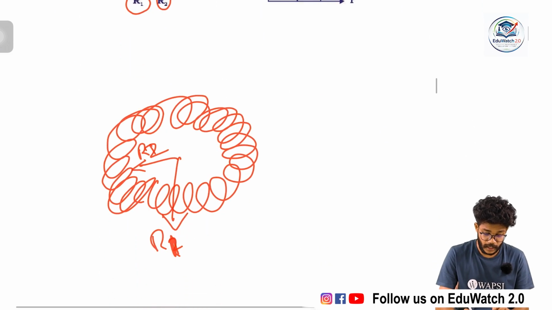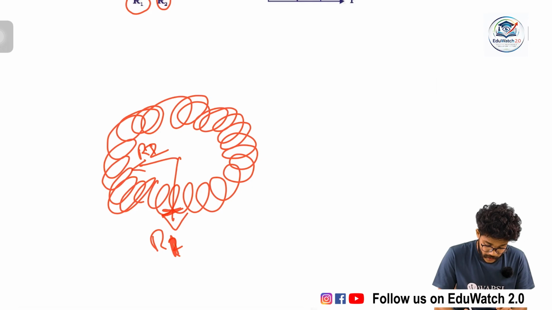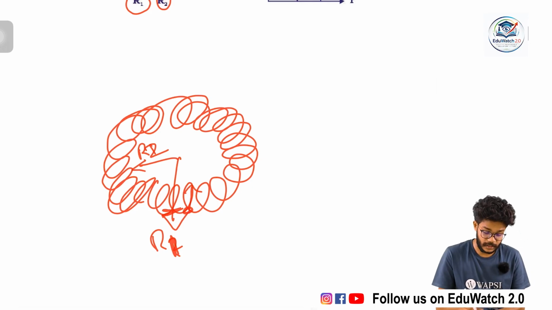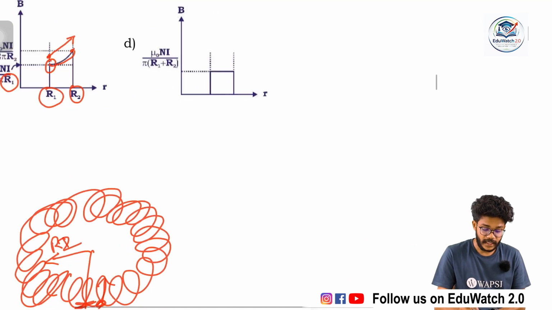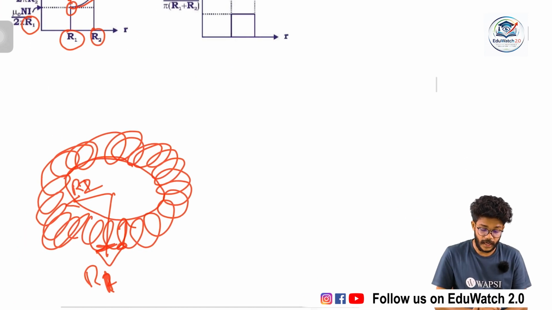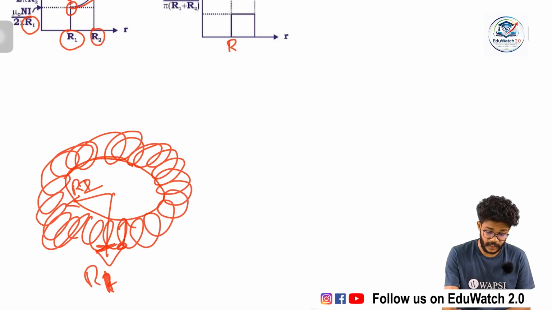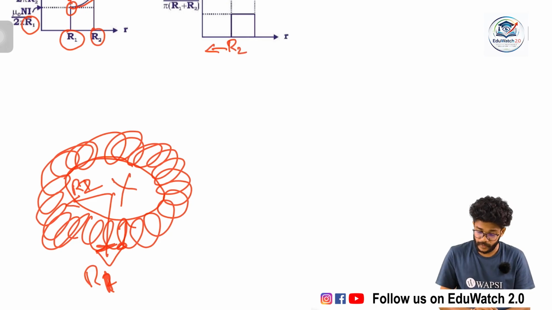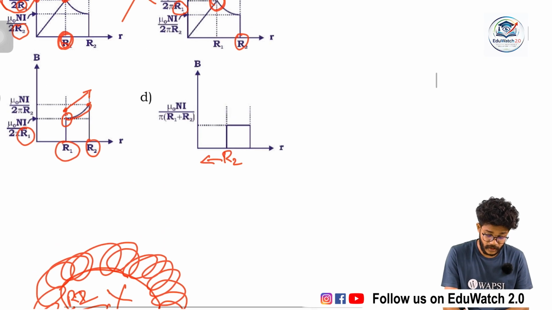That means R1 is the outer radius, that means when we are coming from this point to this point, the magnetic field is increasing, but that is incorrect. Magnetic field inside R2, that means the magnetic field less than R2 is 0, that means inside there is no magnetic field, and inside the toroid the magnetic field is a constant.